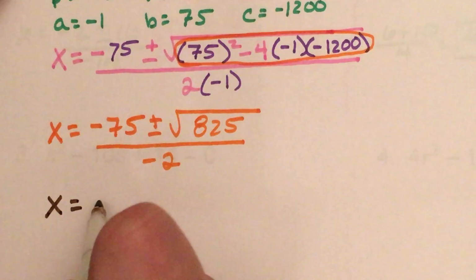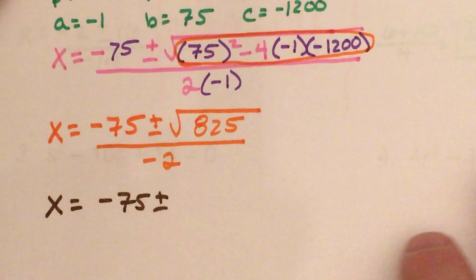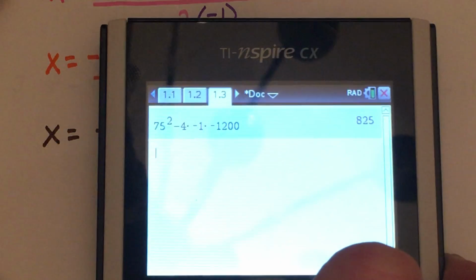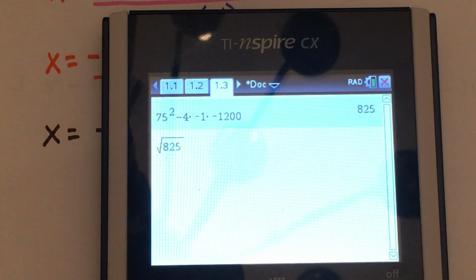So X equals negative 75 plus or minus, what is the square root of 825? Let's find out. Second, x squared. 825. What did you get?